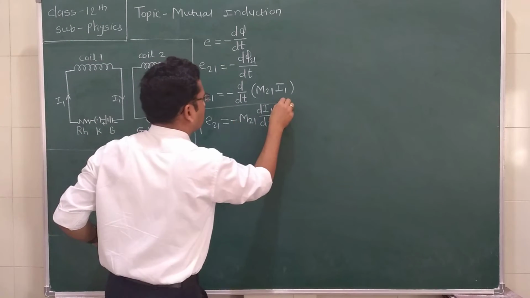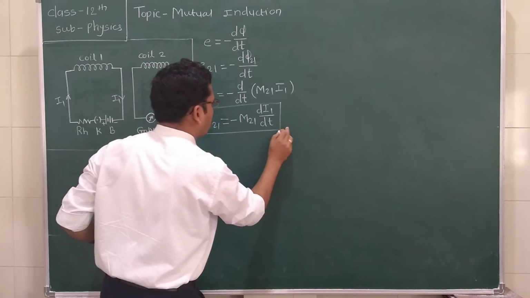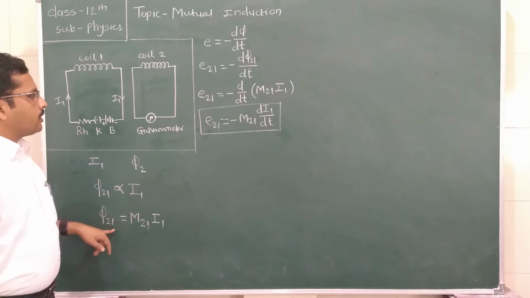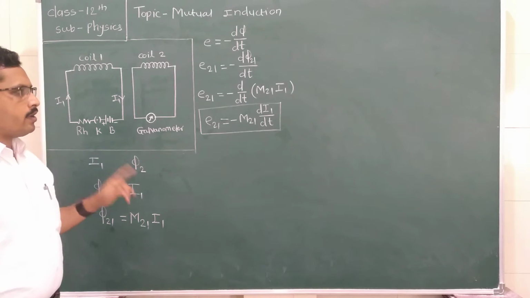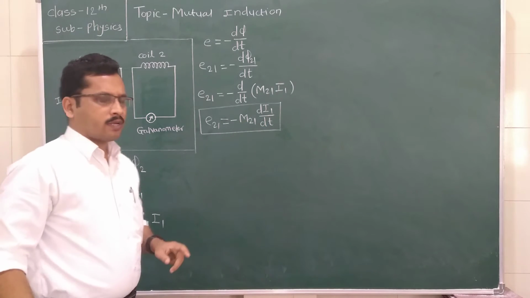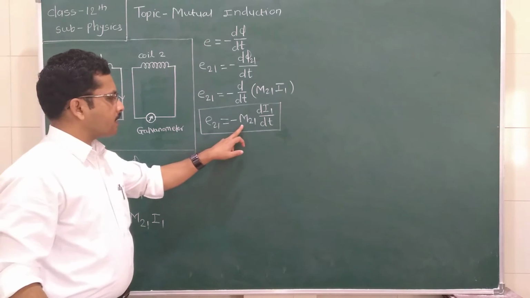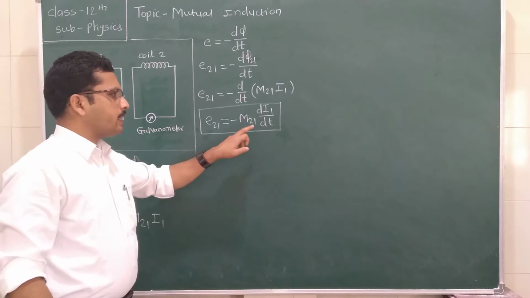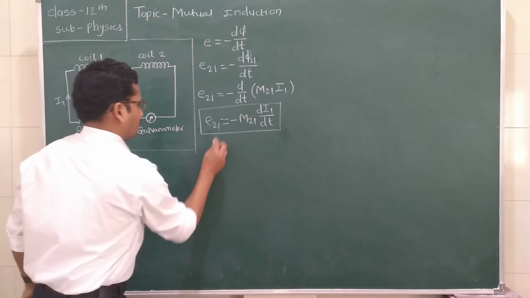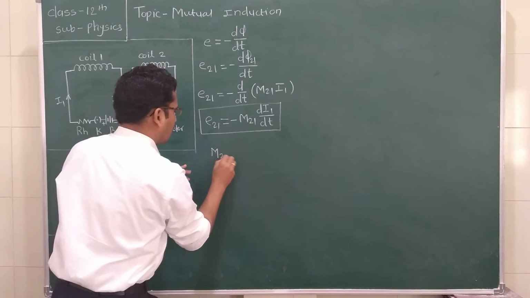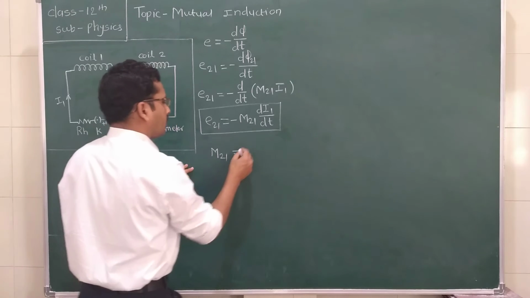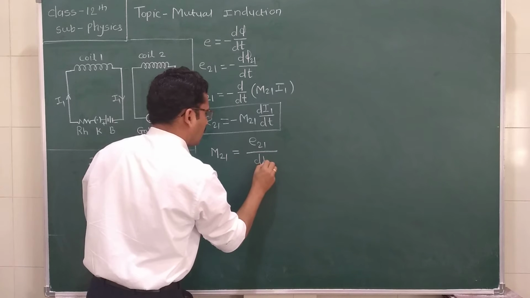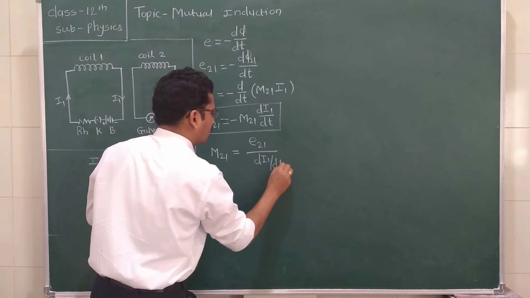So this much EMF is induced in the second coil due to a current I1 passing through the first coil. So E21 is equal to minus M21 into dI1 upon dt, where M21 is the mutual induction. So how can the mutual induction be written? The mutual induction M21 is equal to E21 divided by dI1 upon dt.